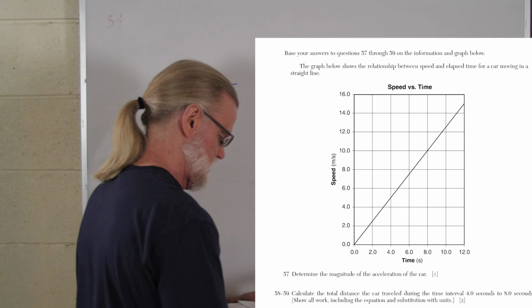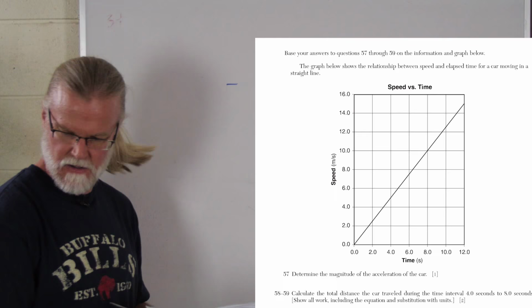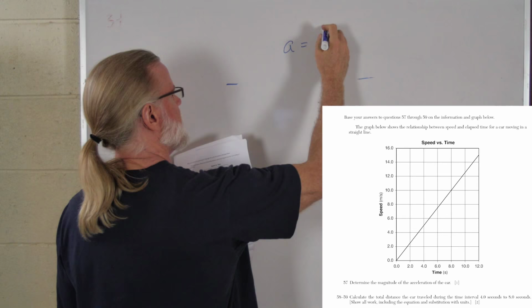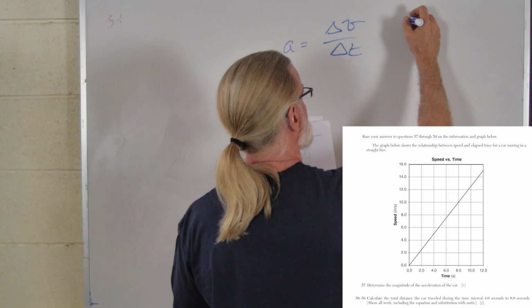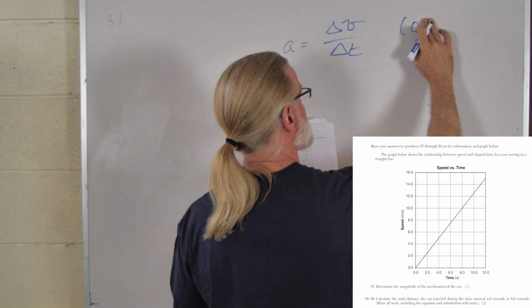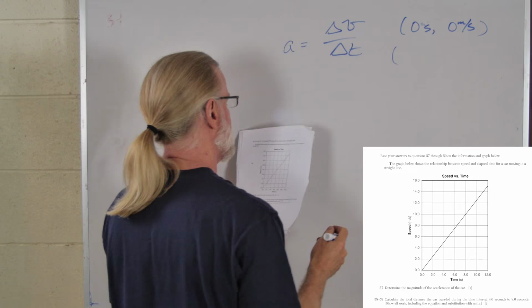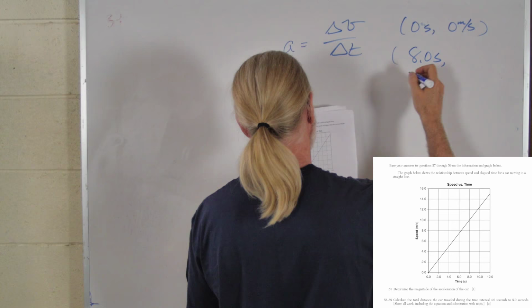Determine the magnitude of the acceleration of the car. Well, the definition of acceleration is delta V over delta T. So let's just find some data points. I'll find two data points. I'll say 0 seconds and 0 meters per second will be one. And the next one I will use will be 8 seconds and 10 meters per second.